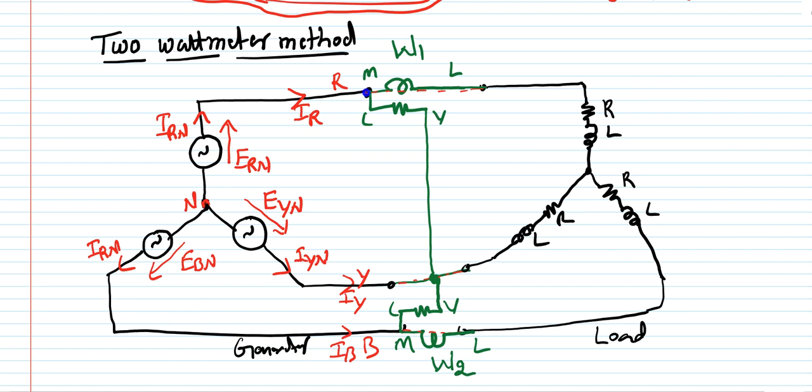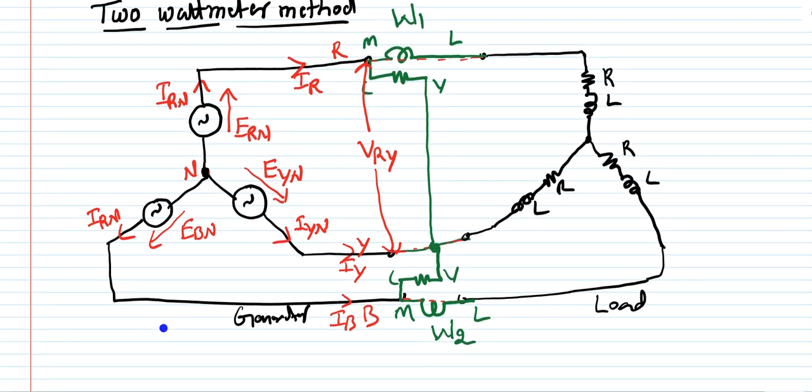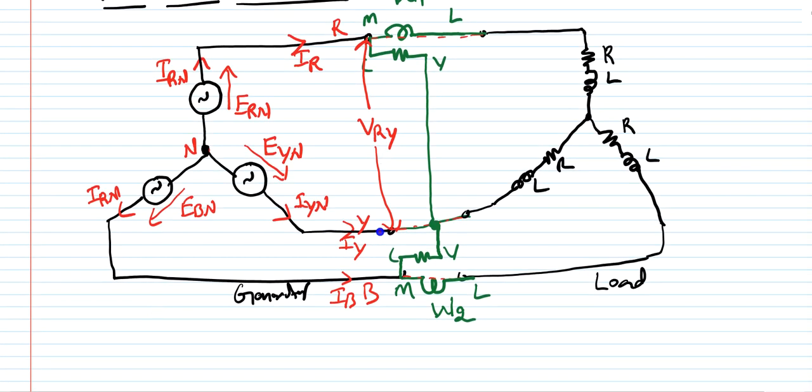Now if you want to find this voltage here, the voltage between the R and Y lines, I am writing VRY. You can say it is a line voltage. Similarly, you can write the voltage from here to here, VBY. VBY is the voltage between your Y and B lines. So VBY is the voltage here.